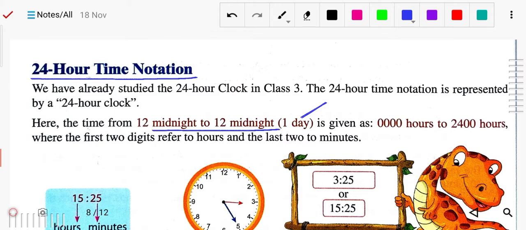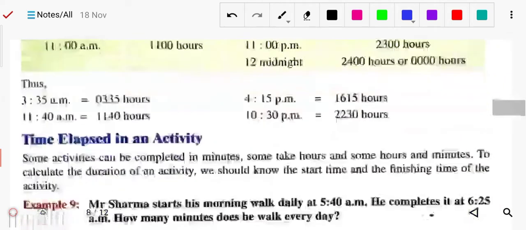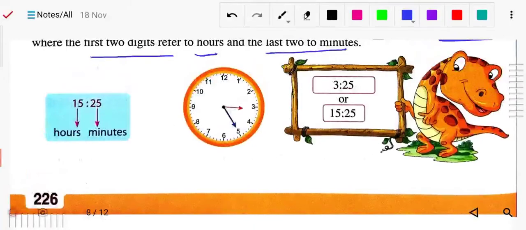Like this, 12 midnight is represented as 0, and 12 midnight again will be 24 hours. This is your 1 day, which is 24 hours. As you can see here, the first two digits refer to hours and the last two digits to the minutes. This part is for the hours and this part is for the minutes.